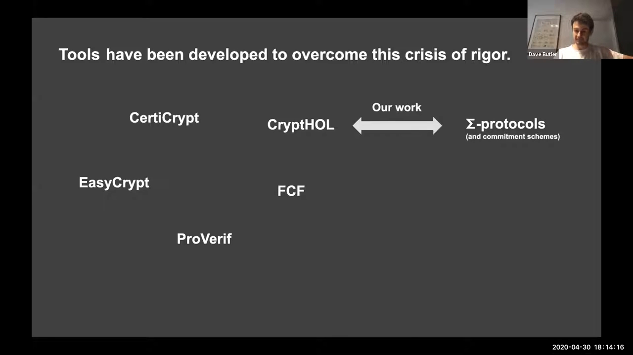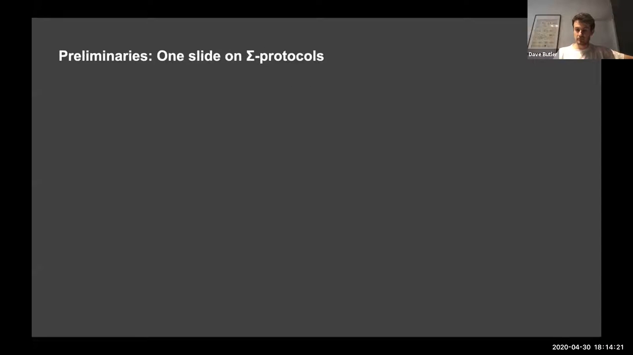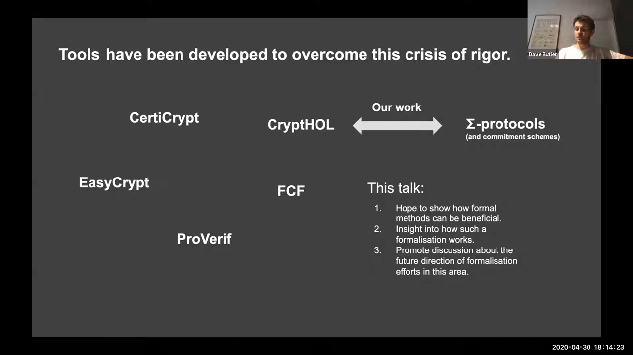So what do I hope to do in this talk? I want to go through three things, really. First, I want to try to show you how I think formal methods can be beneficial. And I'll do this with a case study of what we've learned from this work. And then I want to go into some slightly more detail about how the formalization works, giving you hopefully an understanding of the workflow or the process we need to go through to formalize results.